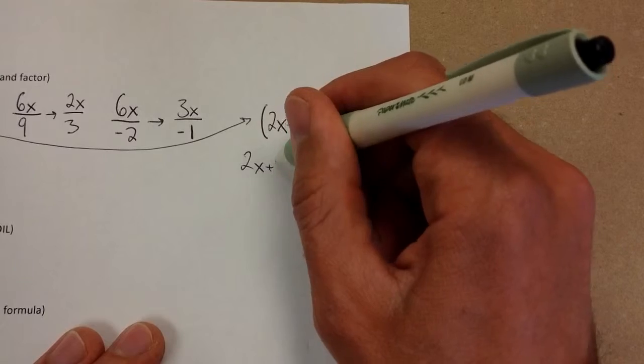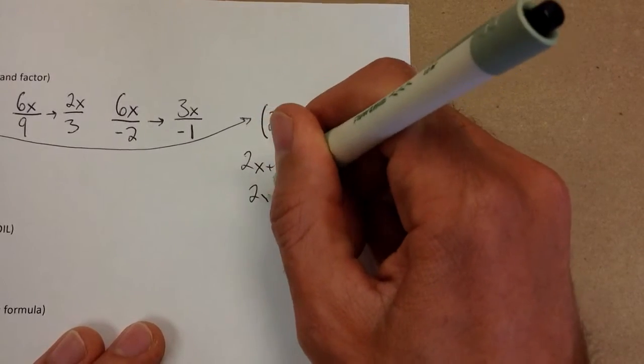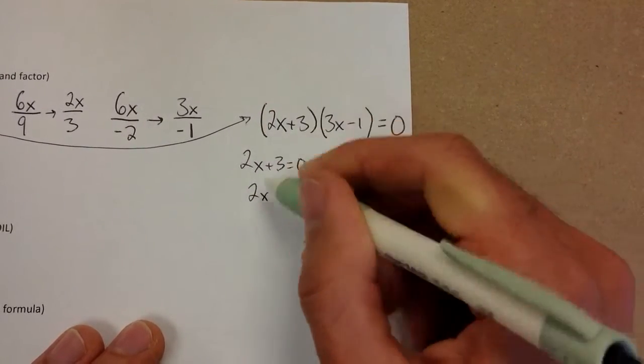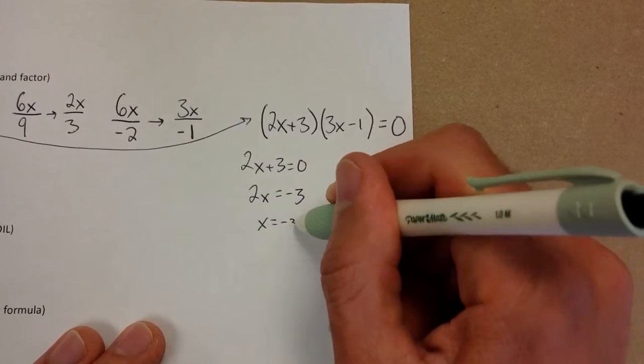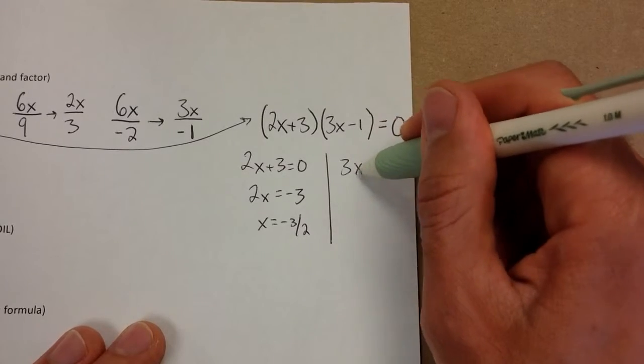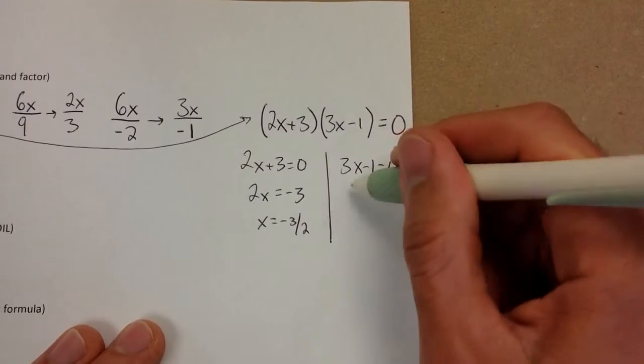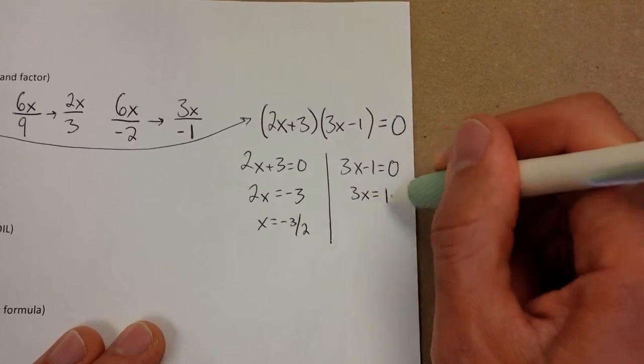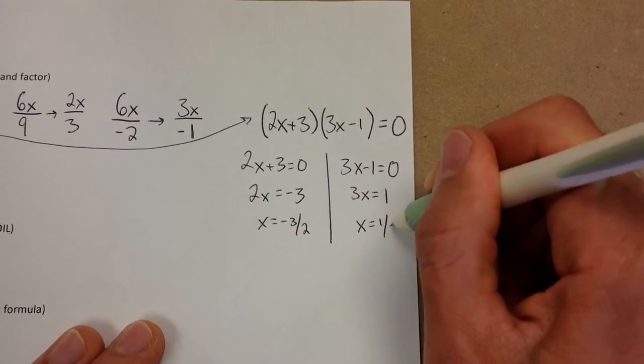So when we set 2x plus 3 equal to 0, we get 2x equals negative 3, and x equals negative 3 over 2, or negative 1.5. And then for the other factor, set that equal to 0, add 1 to both sides, and divide by 3.